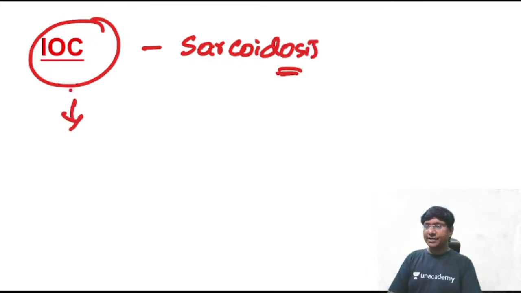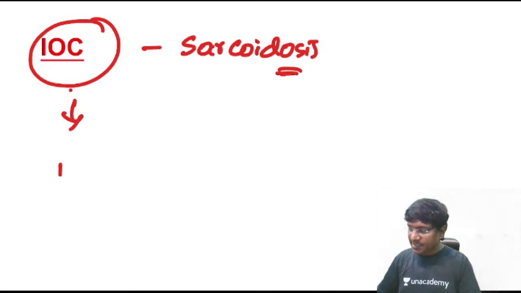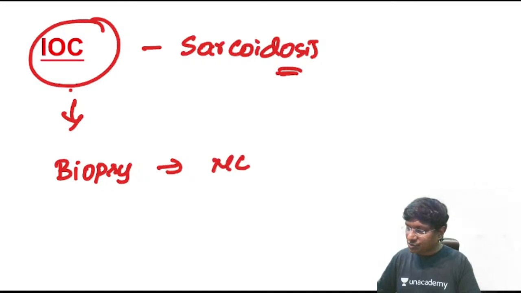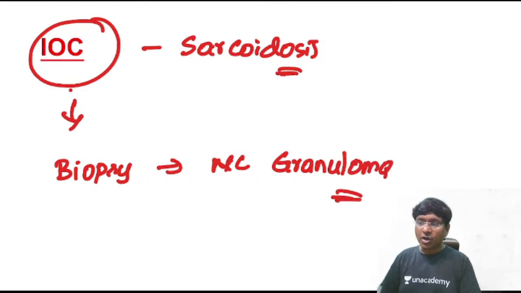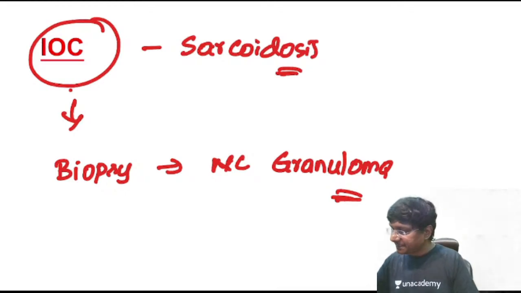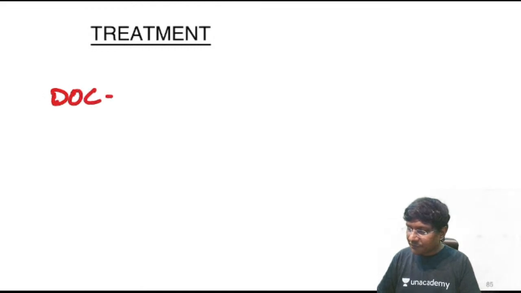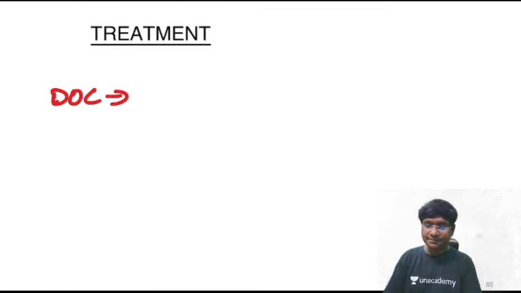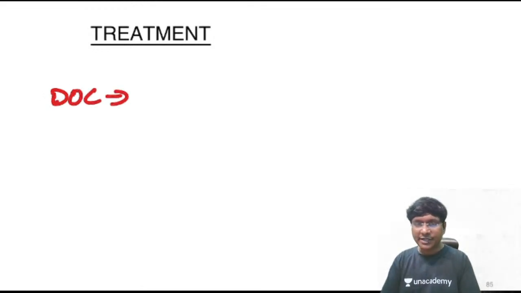The investigation of choice in patients with sarcoidosis will be biopsy. When you do a biopsy, that will show you the presence of non-caseating granuloma, right? So that is the biopsy picture in these patients. Then what is the drug of choice in patients with sarcoidosis?